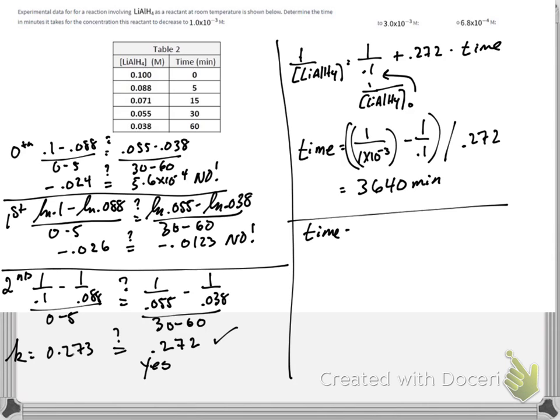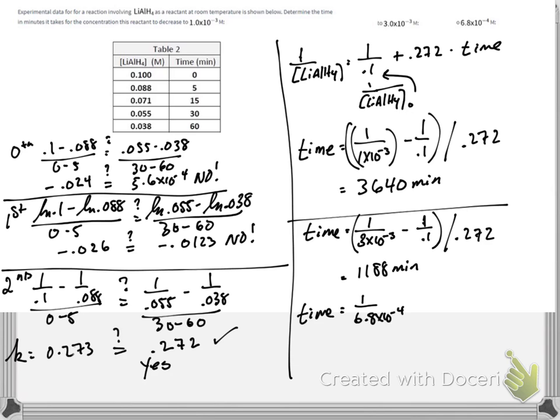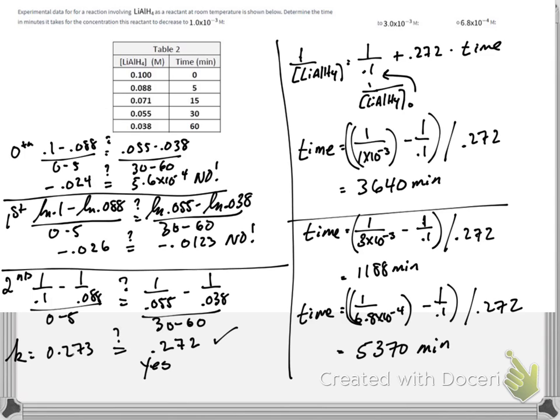Now there are a couple other versions here. Some students receive 3 times 10 to the minus 3, and we just plug it into the same formula, and there we get 1188 minutes. And then the last one, which is 6.8 times 10 to the minus 4. How much time does that take? And we get 5370 minutes. So once you find the order, you can use the integrated rate law to determine the time it takes for a certain concentration to be obtained.